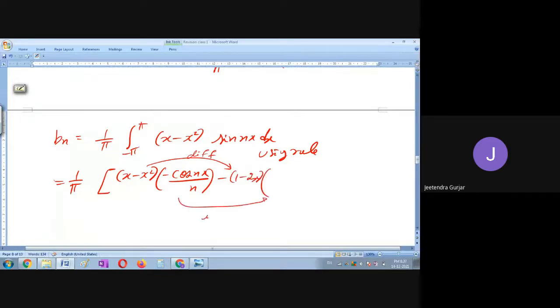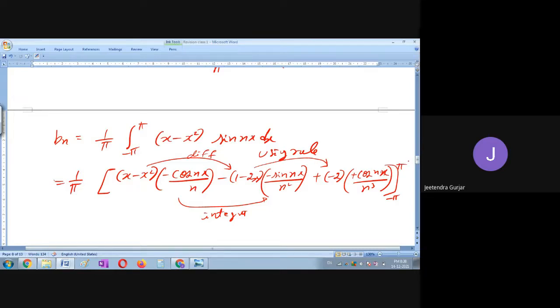Integrate this. So this will be minus sin nx upon n square, right? Then plus again differentiate this. This is minus 2. Okay, differentiation you can do it slowly students, no problem. Minus sin nx integration is again minus cos nx. Minus into minus will become plus, so I will take here plus cos nx divided by n cube in the interval minus pi to pi.